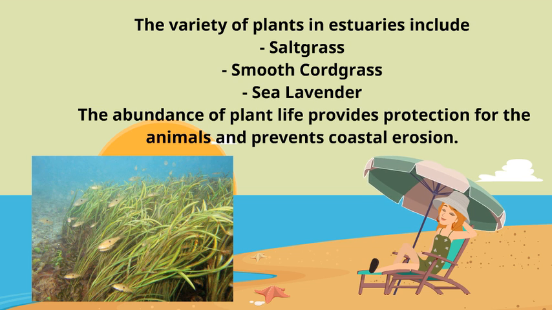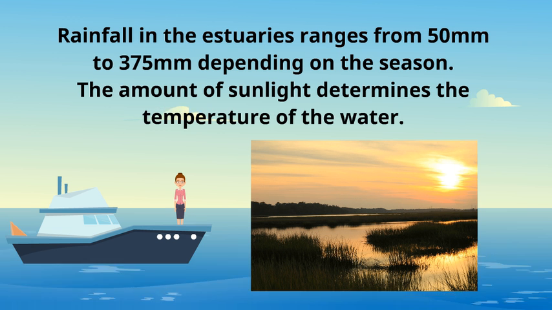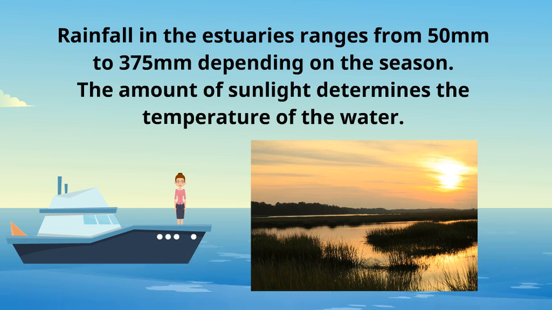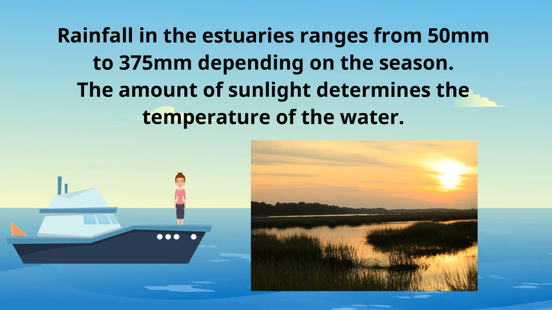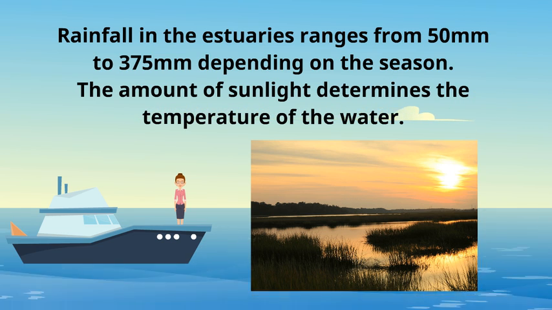The variety of plants in estuaries includes saltgrass, smooth cordgrass, and sea lavender. The abundance of plant life provides protection for the animals and prevents coastal erosion. Rainfall in the estuaries range from 50 millimeters to 375 millimeters, depending on the season. The amount of sunlight determines the temperature of the water.